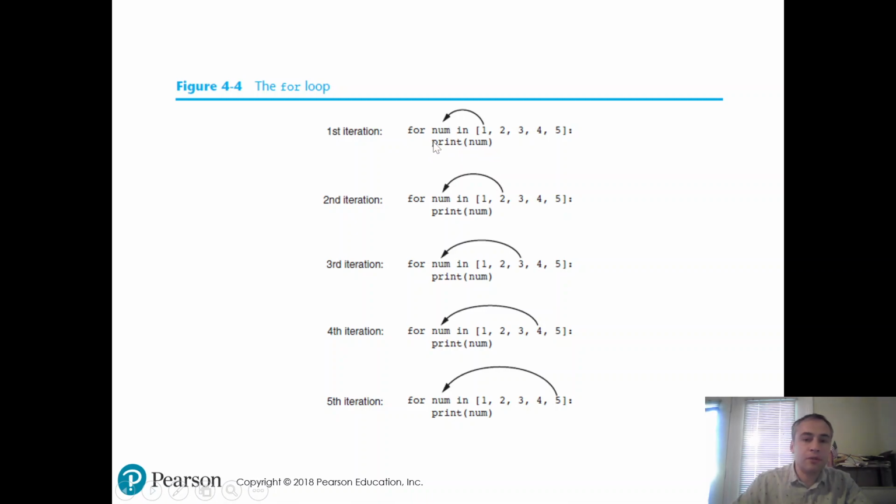So first time this iteration runs, on the first iteration we get 1 printed. Next time num equals 2, and hence print num will print number 2. And so on. We have 5 iterations. On the last iteration, num will be equal to 5, and print num will print 5. Overall, you will get 1, 2, 3, 4, 5 printed out, one under the other.